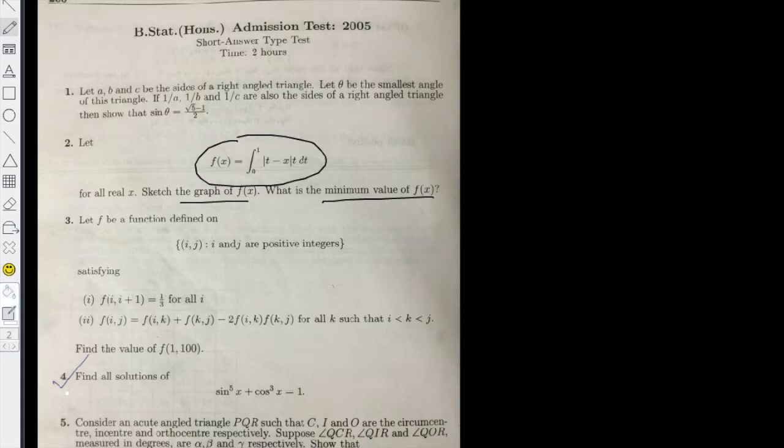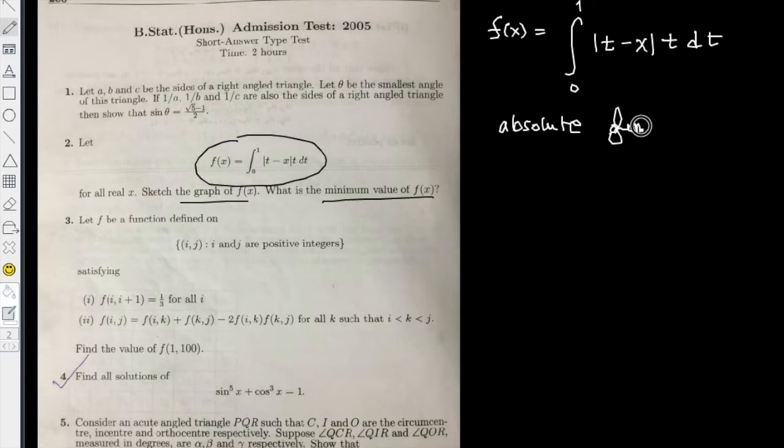The easiest and the most obvious thing to do is to compute the integral. So let's do that. We have f of x is equal to the integral from 0 to 1 of the absolute value of t minus x, times t dt. Now, whenever you are dealing with a problem of absolute value function, always understand that an absolute value function is basically a piecewise defined function. So this is something you can remember as a rule of thumb.